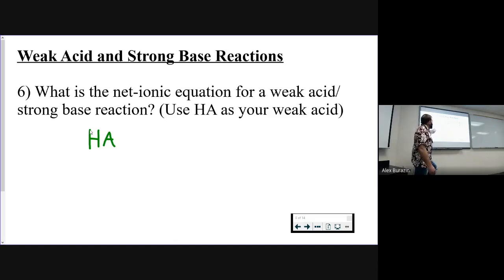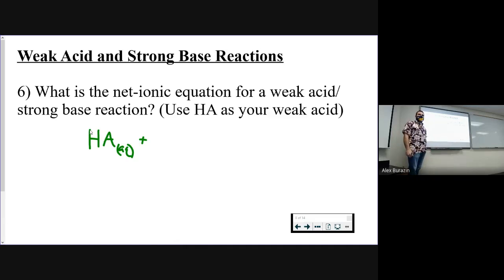A is some anion, something, right? We'll fill that in later when we get an actual example. But our acid's going to be together, not H1 plus and A1 minus dissociated, because it's not strong. It's weak, so it stays together. So we're just going to write this as HA. This is aqueous. And then we're going to add that to a strong base.